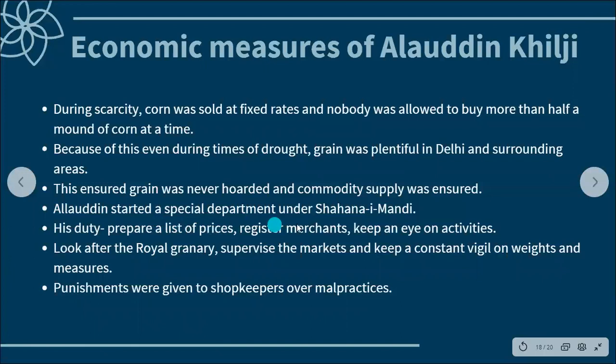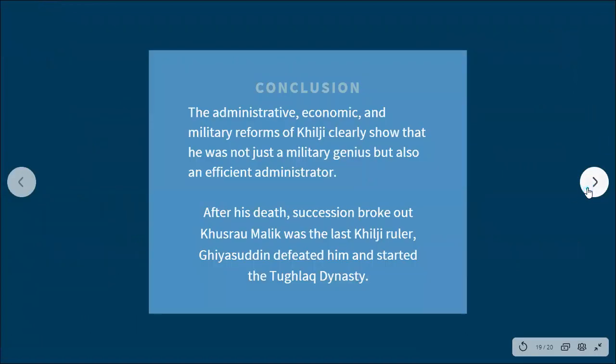He also started a special department under Shahana Imandi, and this person's duty was to prepare a list of prices, register the merchants, keep an eye on activities, right? Look after the royal granary, supervise the markets, and keep a constant vigil on weights and measures. All of this was to ensure that nobody in the system was engaged in any malpractices, and people would know what to expect, right?